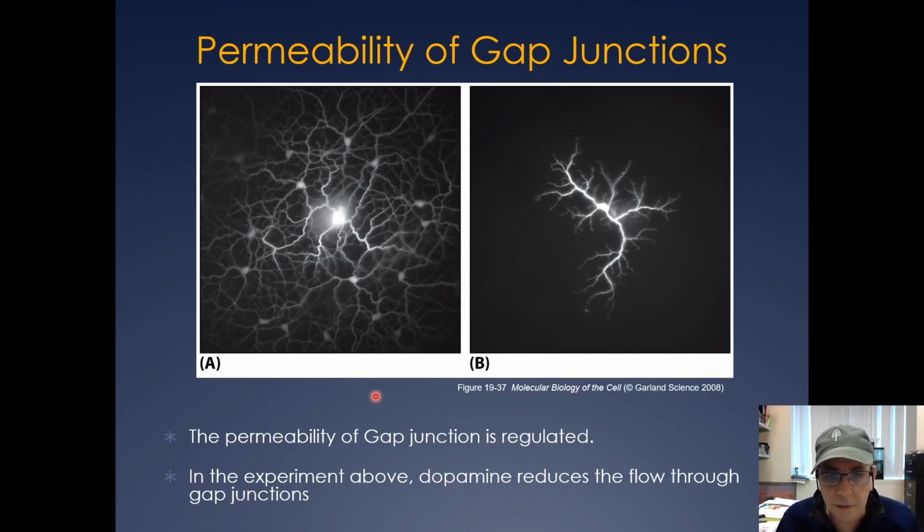And these actually affect the permeability of the cell. So this is just a tracer going through some nerve cells, and then when you add some dopamine in here, it'll actually reduce the flow, and it's all confined to just one neuron here, and it doesn't pass to other neurons. Okay, so once again, the permeability of the gap junctions can actually be controlled.